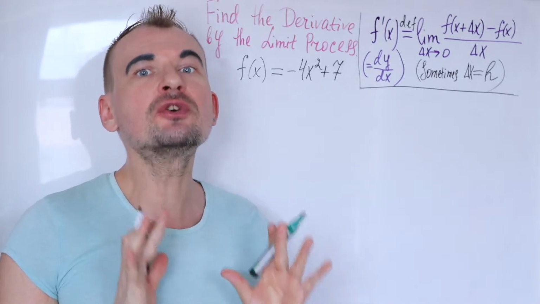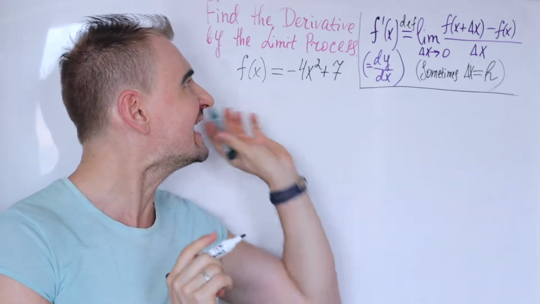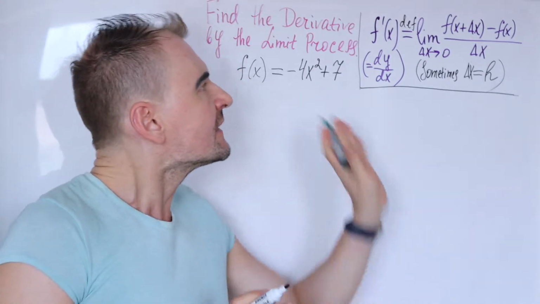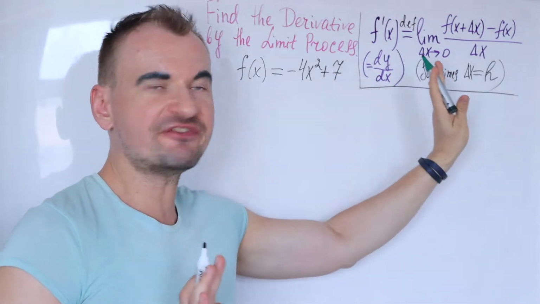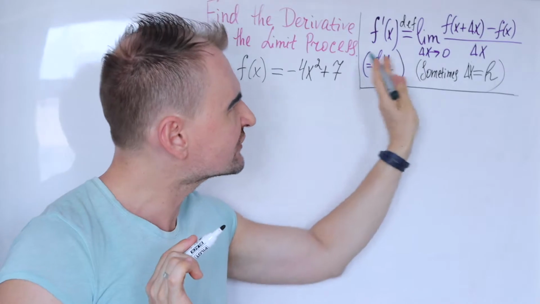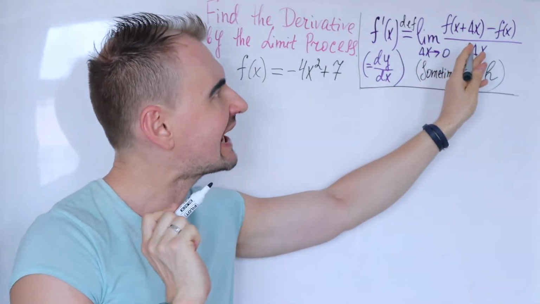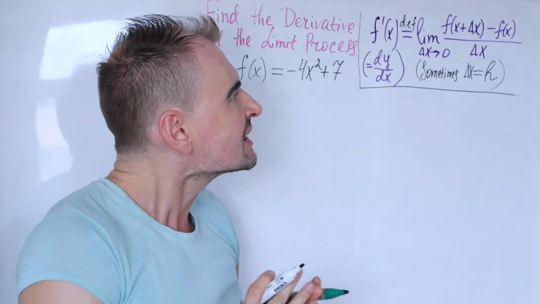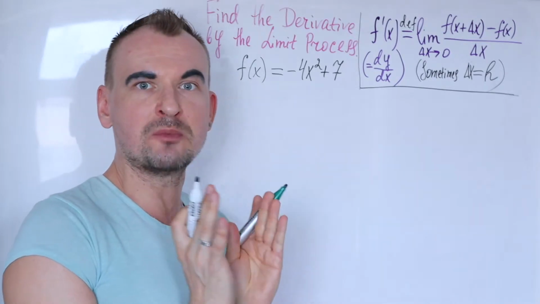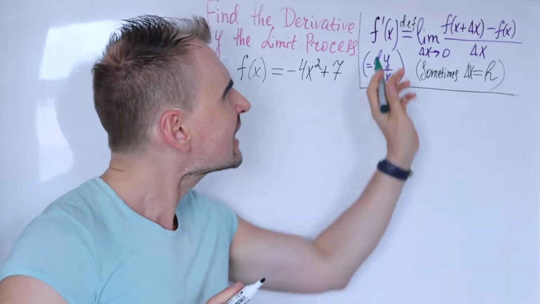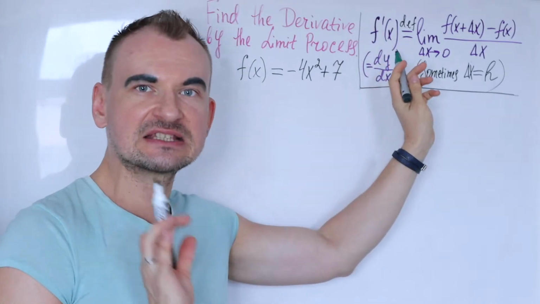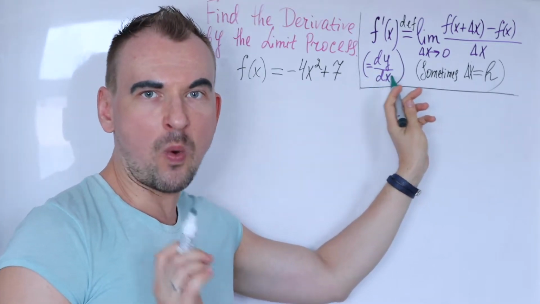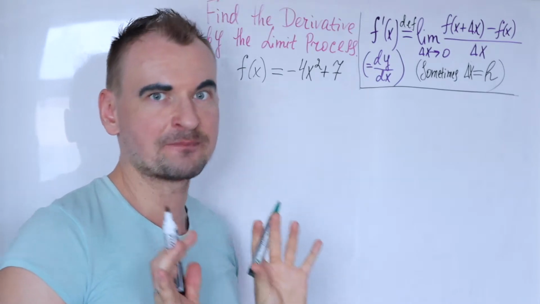Hey guys, today I will show you how to find the derivative by using the limit process, or the definition of the derivative. This is the formal definition of the derivative using the limit. So it's the limit of f of x plus delta x minus f of x over delta x, where delta x goes to 0. Sometimes instead of delta x you might see h, it's precisely the same, and f prime of x basically stands for the derivative. Also, it could be written as dy over dx. It's precisely the same thing.